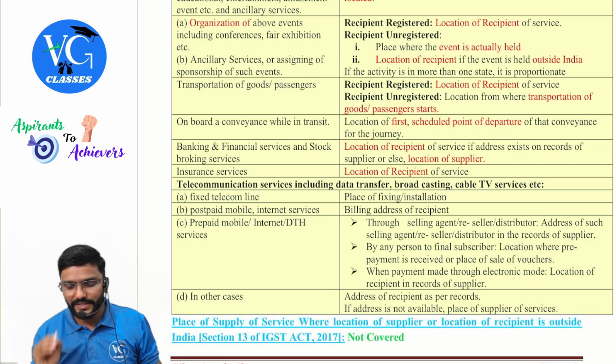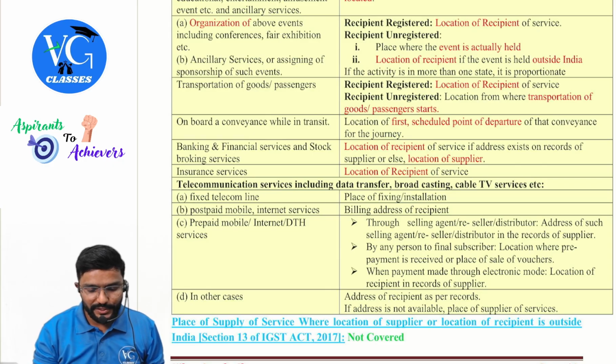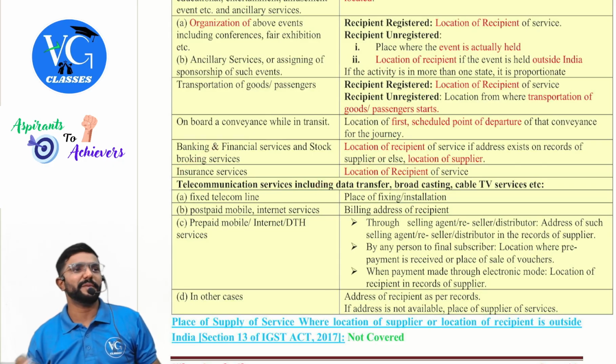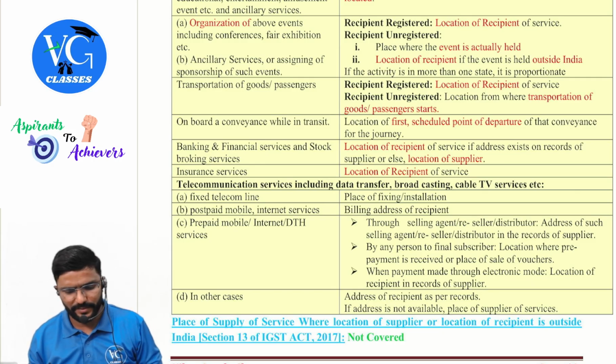Next, banking and financial services and stock broking services: location of recipient of service if the address exists on records of the supplier, or else location of supplier. Then insurance services: location of recipient. No ifs here. Always the location of recipient.